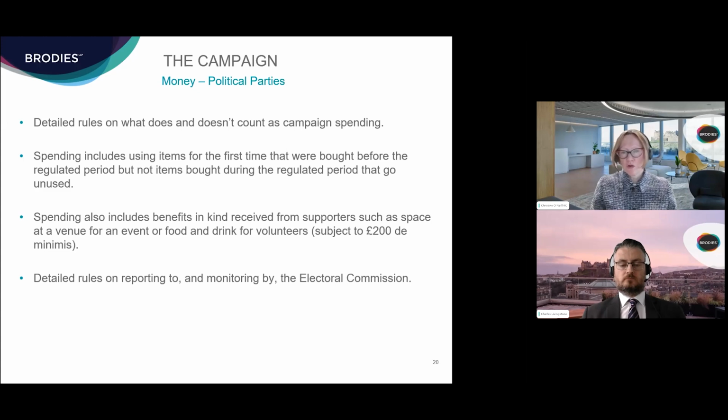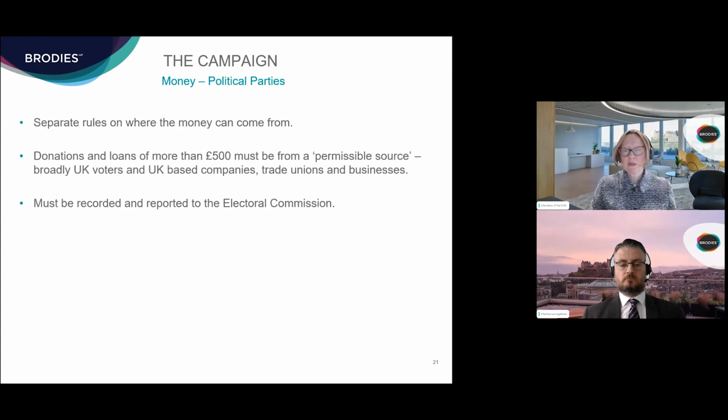So if we move on to the next slide, I've just talked about what you can spend money on and what the limits are on the amount of spending. There are also rules on where the money can come from. And in particular, there are rules around the source of donations. Donations of more than £500 and loans of more than £500 must be from what are called permissible sources.